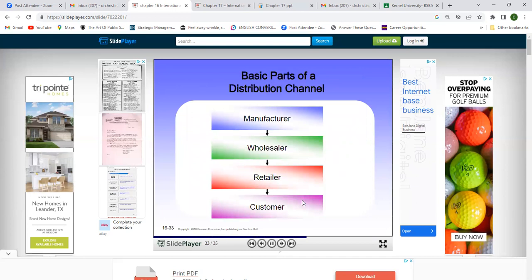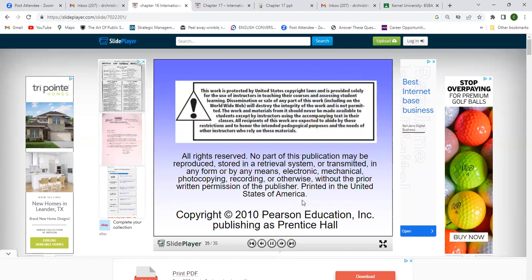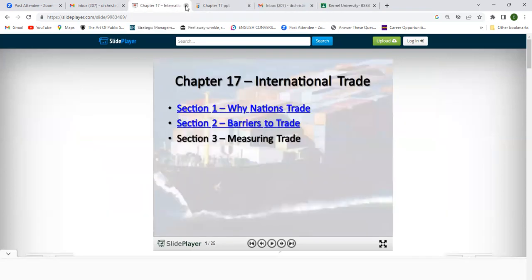Don't forget manufacturer, wholesaler, or retailer, and customer. From the manufacturer, you'd have an import agent, maybe it goes straight to the customer, or maybe it goes to the retailer, or maybe a warehouse. Some places you can actually buy the item at the warehouse.